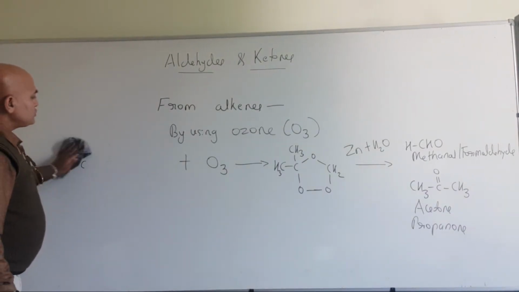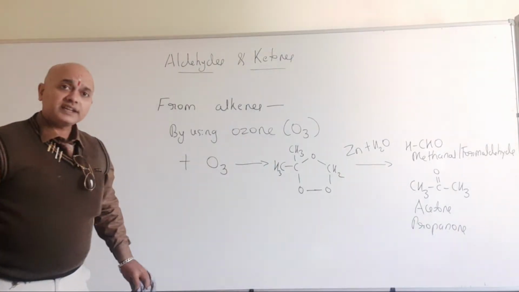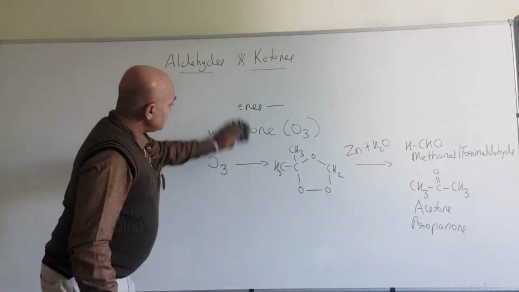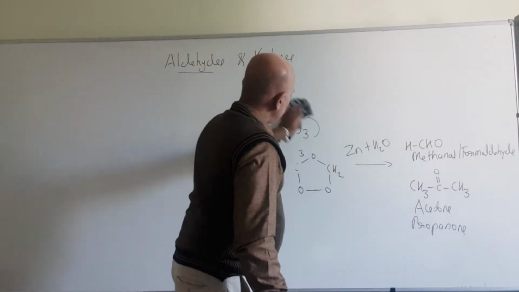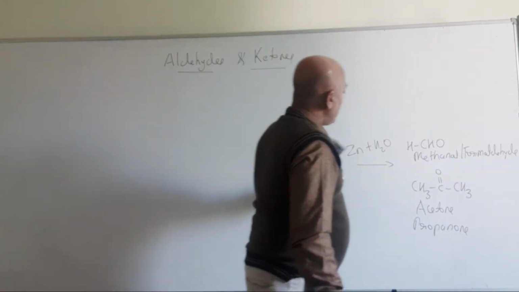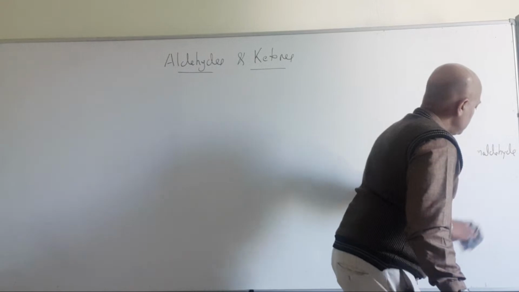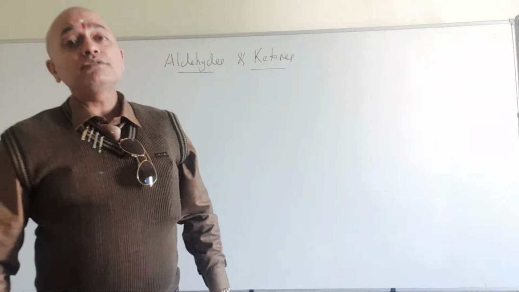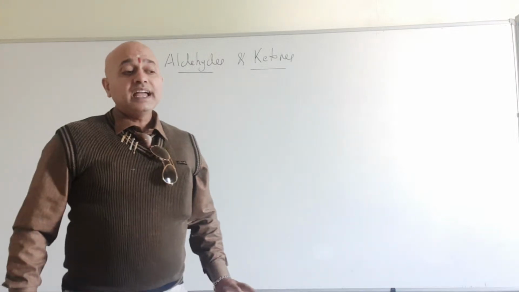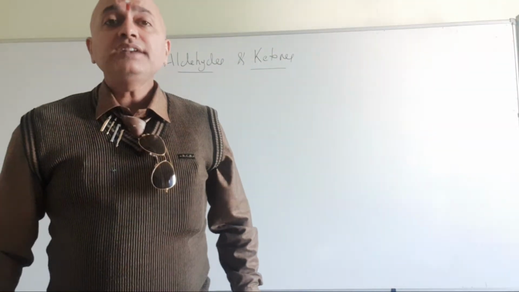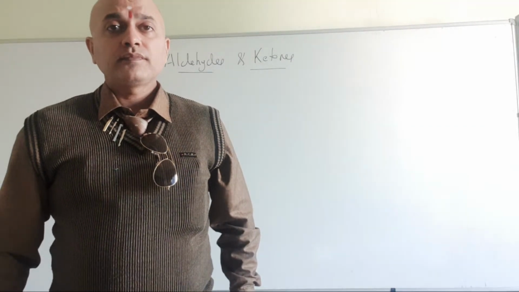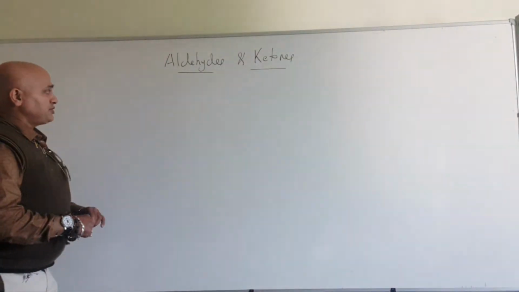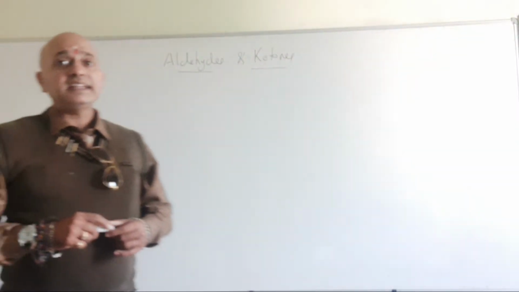Ozonolysis, or preparation using ozone with alkenes, can be done for ketones also, and for aldehydes also, the same as for alcohols. Only thing is we have to take different forms of alkenes and alcohols for aldehydes and ketones. But these precursors, alkenes or alcohols, can be used for the preparation of both aldehydes and ketones. Any doubts? Okay, so we will move to the next one, preparation of aldehydes and ketones.